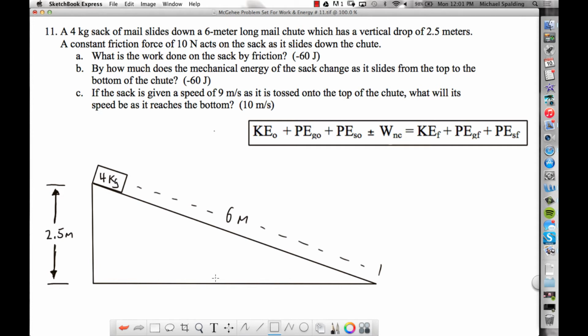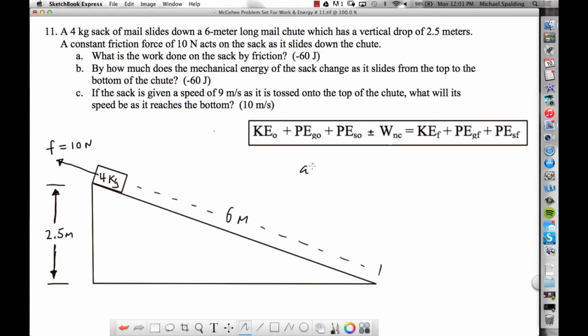Now, as a reminder, one thing we know about friction is it's always opposite motion and parallel to the surface. So as the box slides down the incline, the frictional force is going to be back like this. And it's a constant frictional force of 10 newtons. Now, first question, what is the work done on the sack by friction?